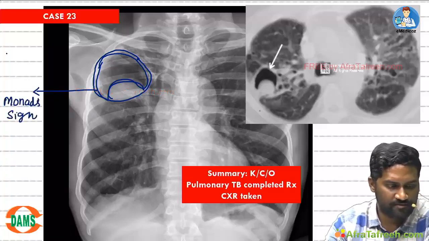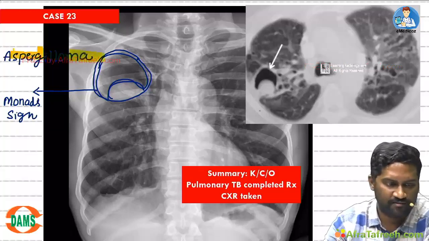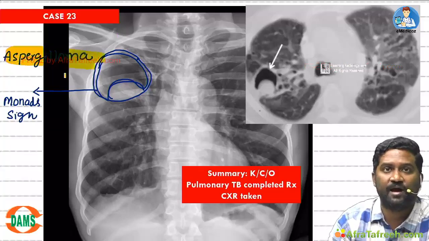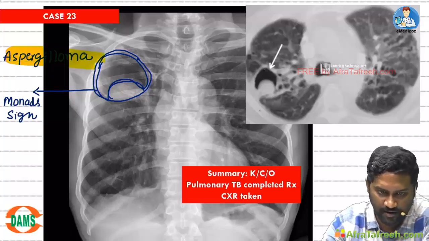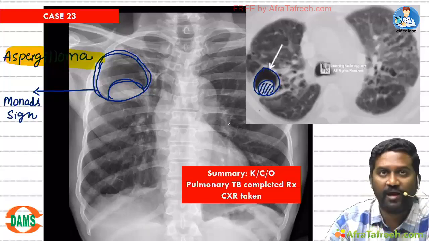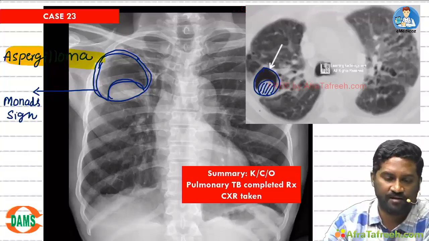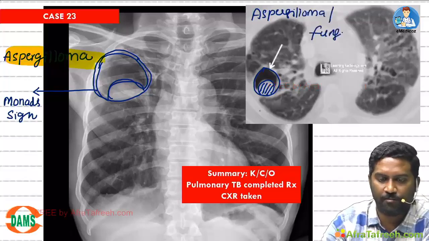And what is the diagnosis? Your diagnosis should be aspergilloma. Same thing on the CT scan. You should identify the cavity. In that there is a fungus. Around that you can see air lined like a half moon shaped structure. Again this is a Monad sign. The diagnosis is nothing but aspergilloma, also called fungal ball.